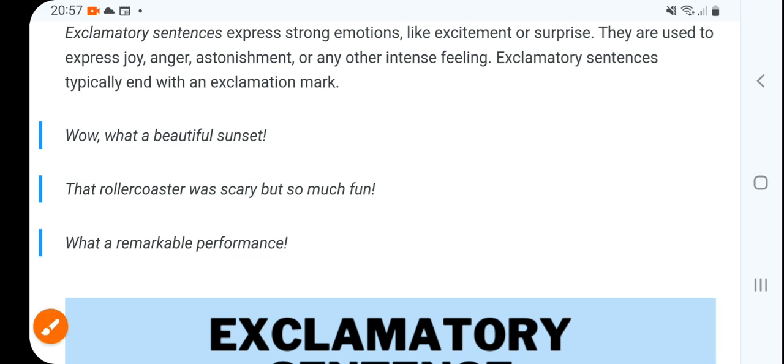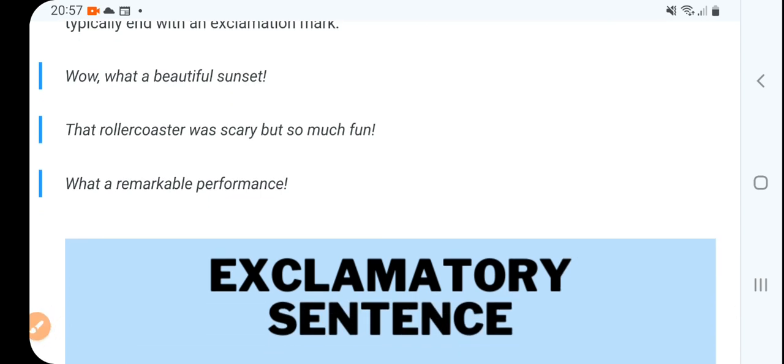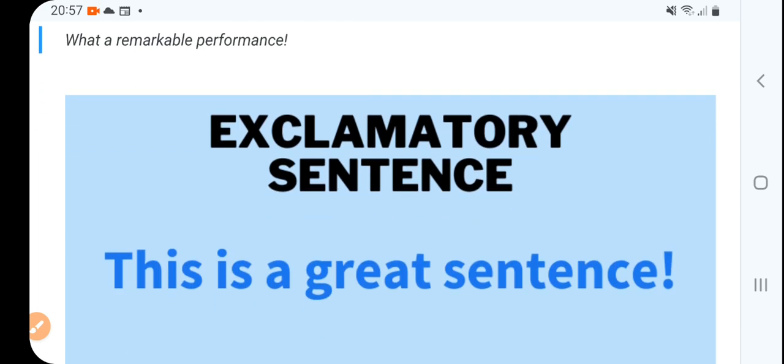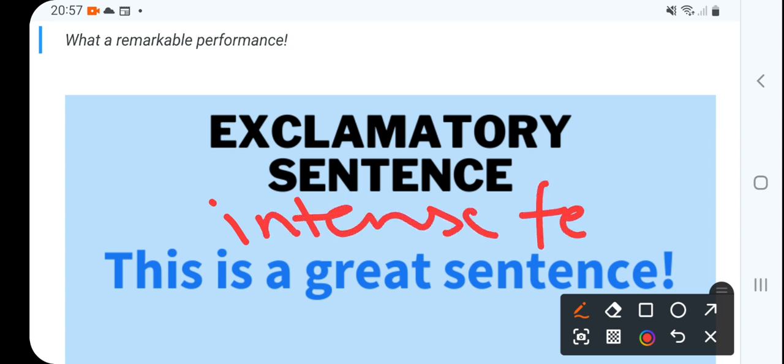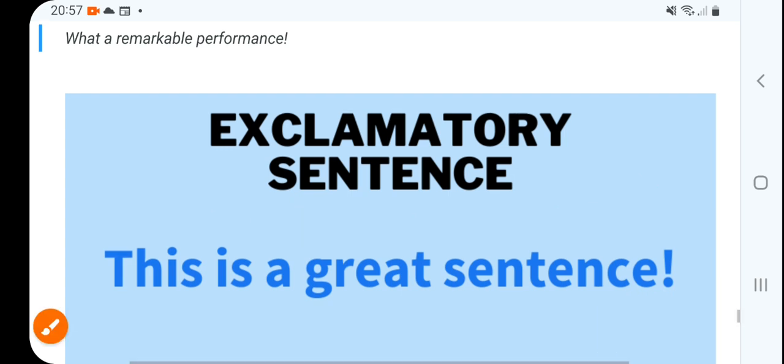Wow, what a beautiful sunset! That roller coaster was scary but so much fun! What a remarkable performance! This is exclamatory. This is a great sentence, exclamatory. So that is intense feeling. That is called exclamatory.